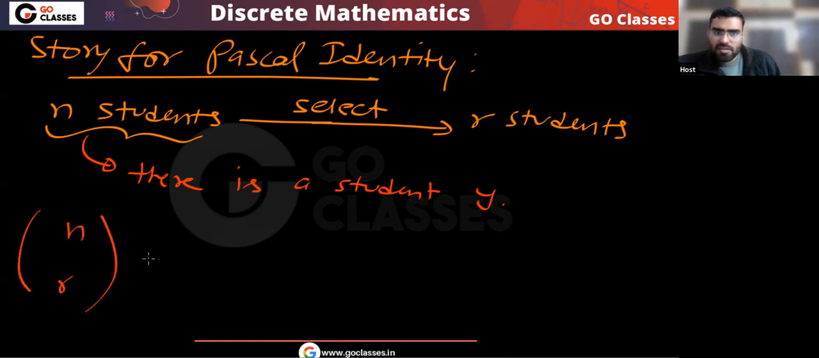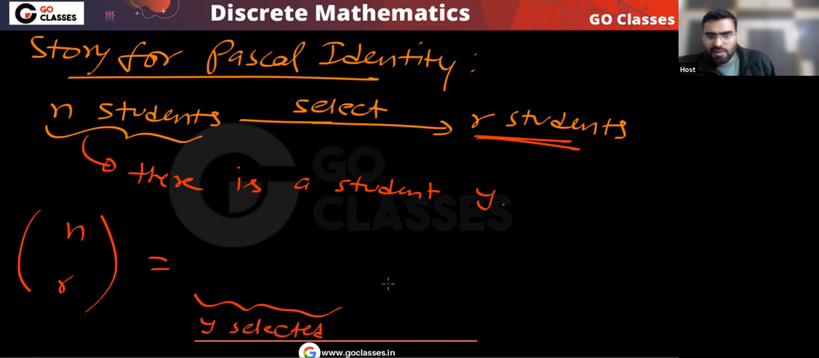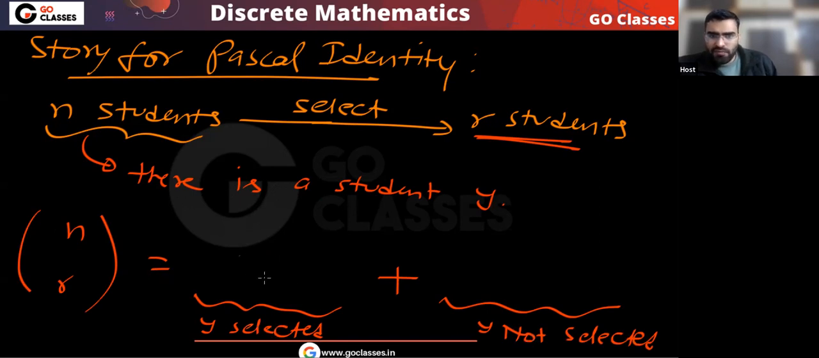NCR. Yes or no? I want to select R students from N students. How many ways are there? Total NCR. Now I can divide this into 2 cases: Y is selected, Y is not selected. Yes or no? Either Y will be selected or Y will not be selected. So tell me, if Y is selected, then how many ways?